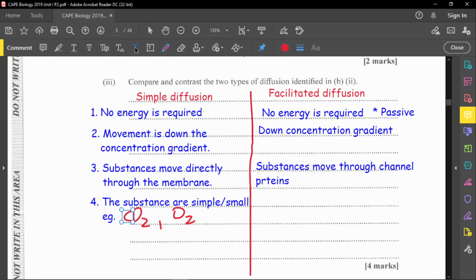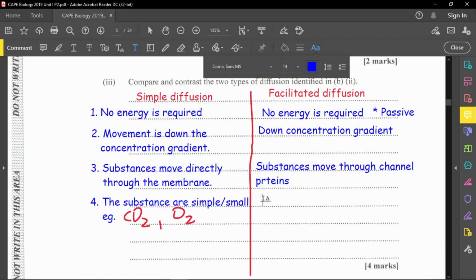But when we talk about facilitated diffusion now, you have more complex substances. So the substances are more complex. I'm going to say more complex substances will pass through.